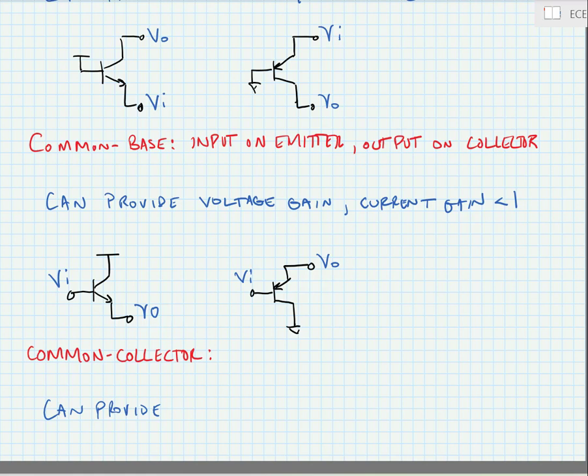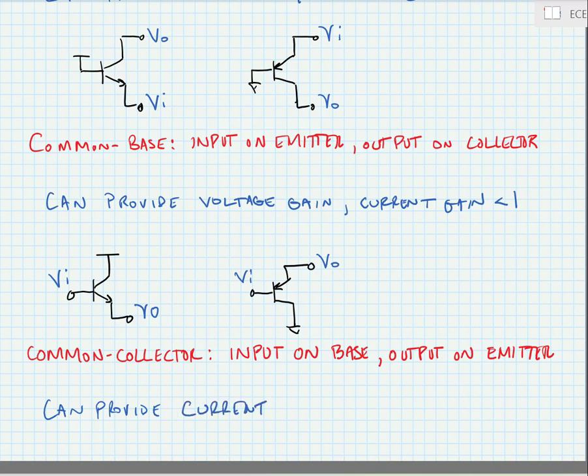Now, what you'll notice is when we say common base, common collector, common emitter, the common terminal is grounded. So in the common collector amplifier, the collector is grounded. It could be at a virtual ground, and the input and output are on the other two terminals.